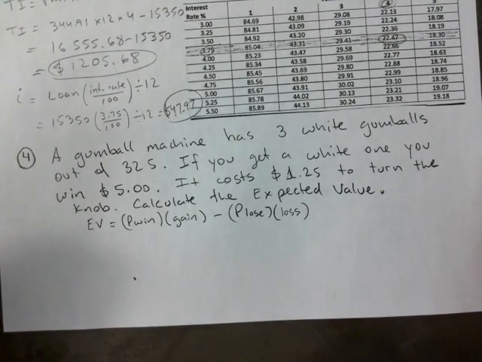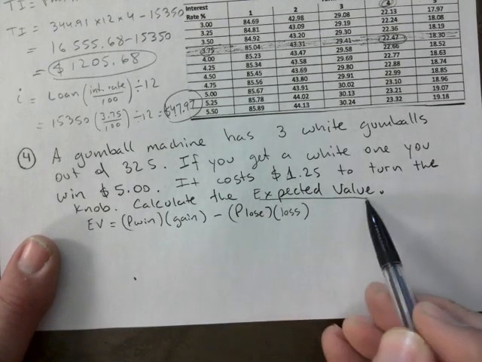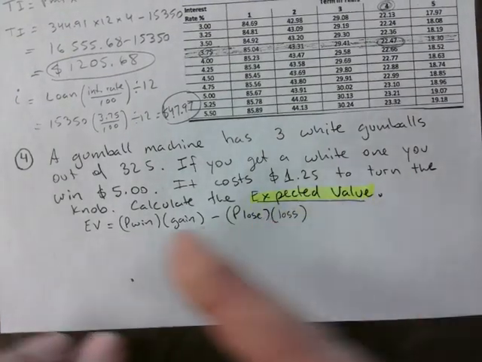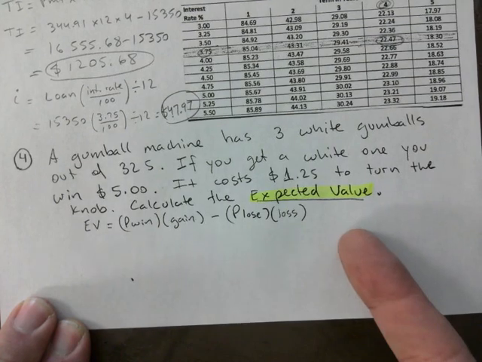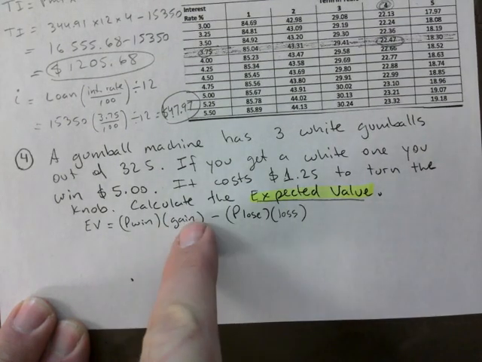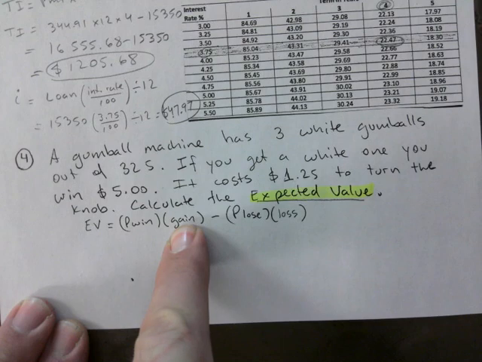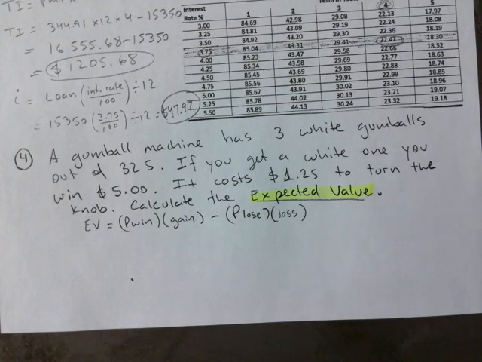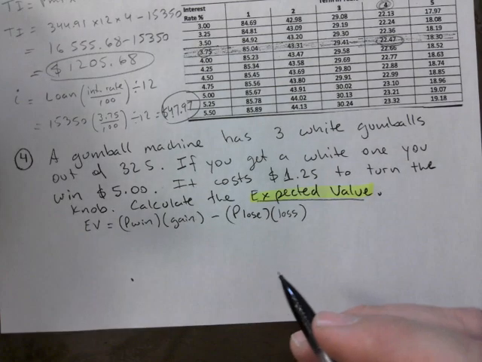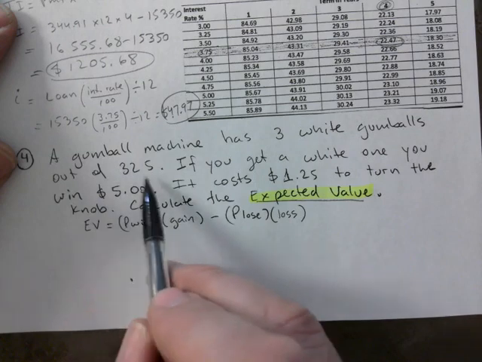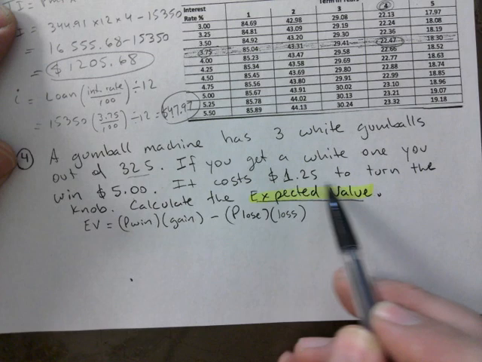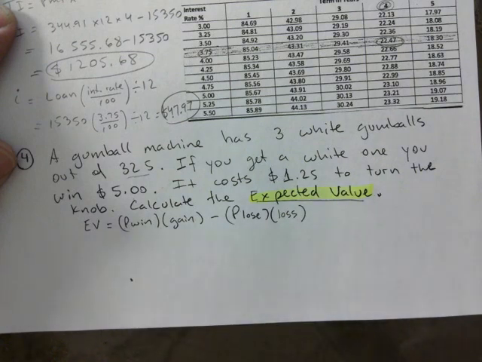And the last one, this is expected value, right? I gave you a formula for this. And I also give you the formula there again, but the one I give you is slightly different. For gain, I go price minus the cost of playing. The formula I gave you, but it's really the same steps. So here we go. A gumball machine has 3 white gumballs out of 325. If you get a white one, you win $5. It costs $1.25 to turn the knob. You know which I'm talking about, right?